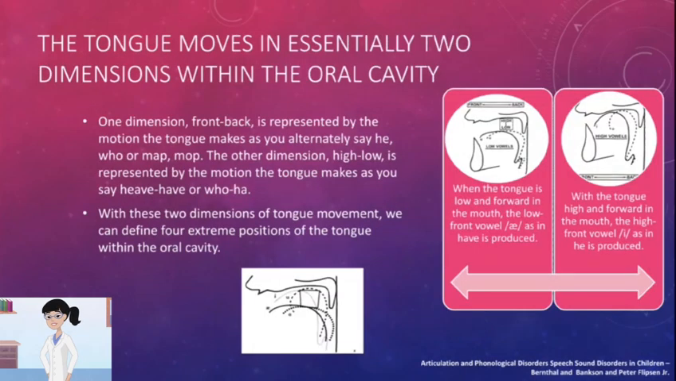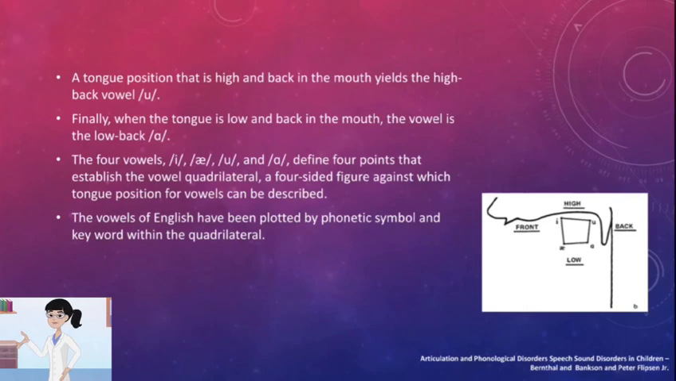In the next slide, let's see how the tongue moves in two dimensions within the oral cavity. One dimension is front and back, for example he and who, and the other one is high and low, as in who, ha. With these two dimensions of tongue movement, we can define four extreme positions of the tongue within the oral cavity. A, as in apple, is a low front vowel. E, as in feet, is a high front vowel. O, as in goose, is a high back vowel. A, as in father, is a low back vowel.